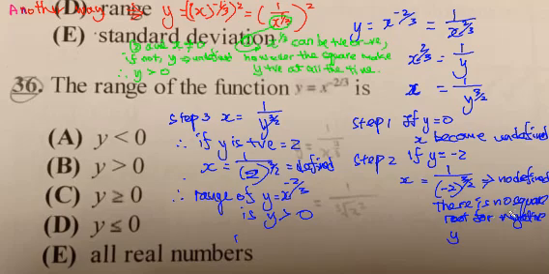So therefore there is no square root for minus 2, because here is the square root. So y cannot be negative. Because this is a square root, y cannot be negative.